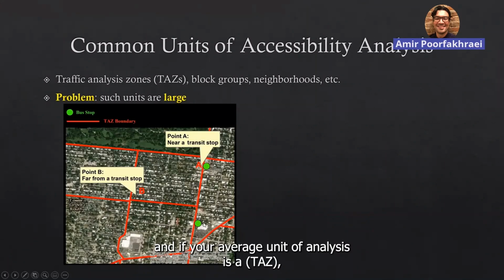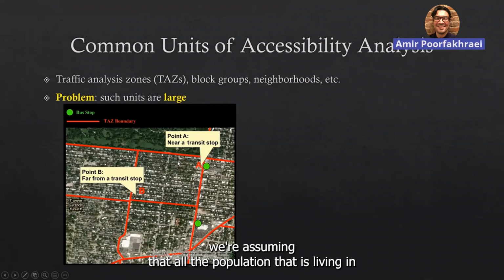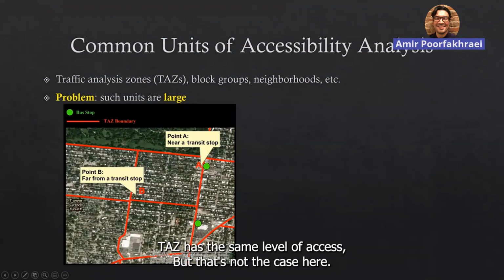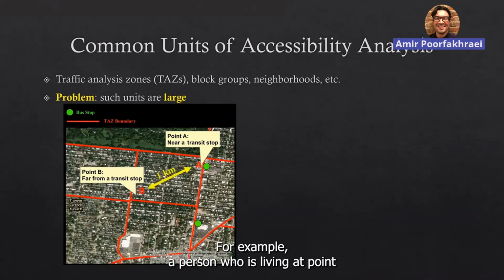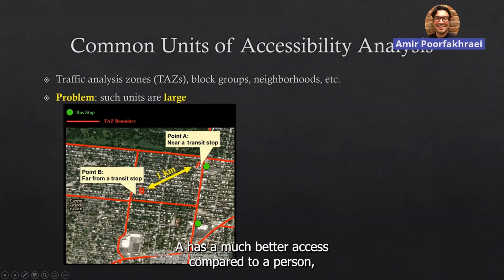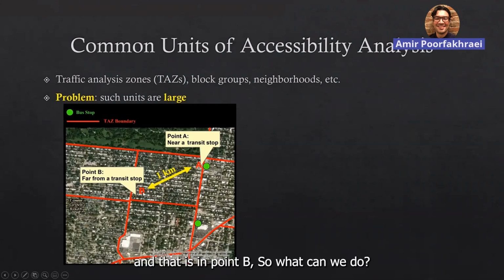and if our unit of analysis is a TAZ, we're assuming that all the population that is living in a TAZ has the same level of access. But that's not the case here. For example, a person who is living at point A has a much better access compared to a person that is in point B. So what can we do?